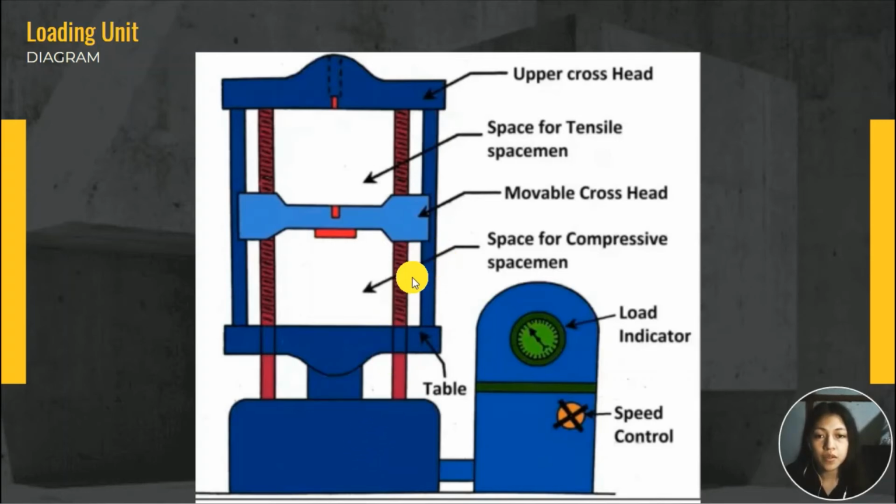And usually, yung elongation scale, andito siya sa may part na to, in between the lower crosshead and the table. So, to further explain the loading unit of the universal testing machine, I'll show you a video.